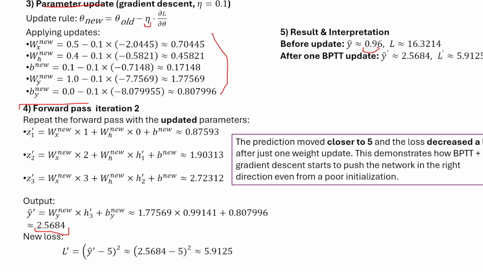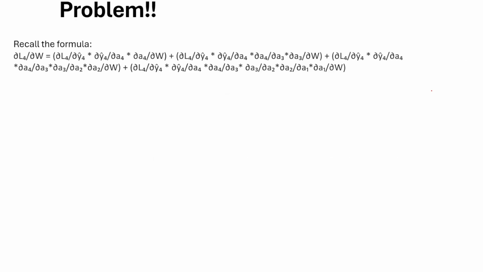We can say that the prediction moved closer to 5 and the loss decreased a lot after just one weight update. This shows how backpropagation through time, a gradient descent, starts to push the network in the right direction even from a poor initialization. But we can see a very, very huge problem.